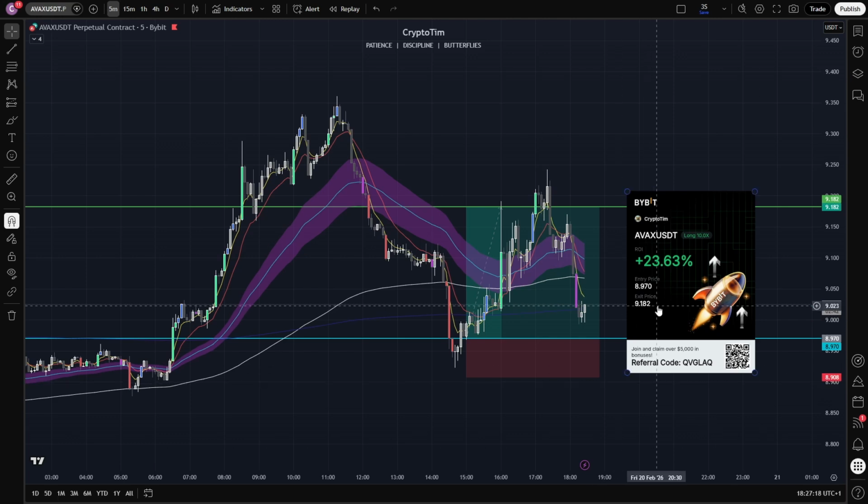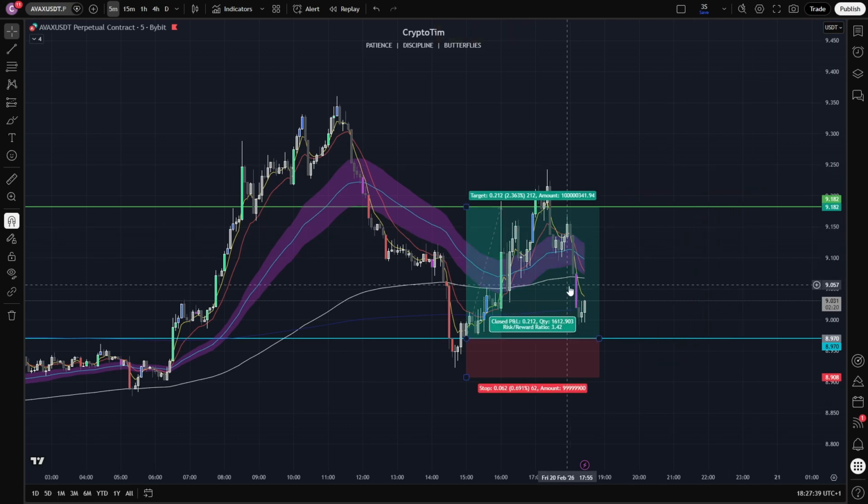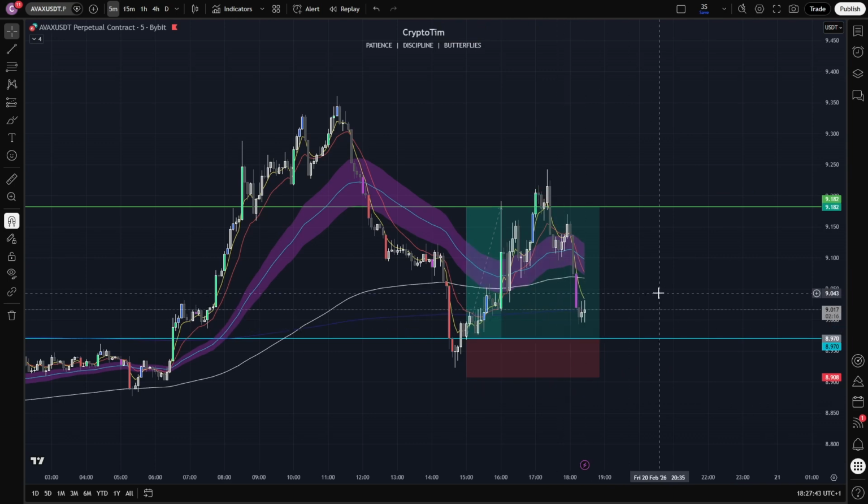Alright, so now what can we tell about this trade in hindsight? First of all, the screenshot of the trade, entry at 8.970 with the TP at 9.182, resulting into a 23.63% ROI on 10x leverage. Most importantly for us, it's a 3.4R trading setup.